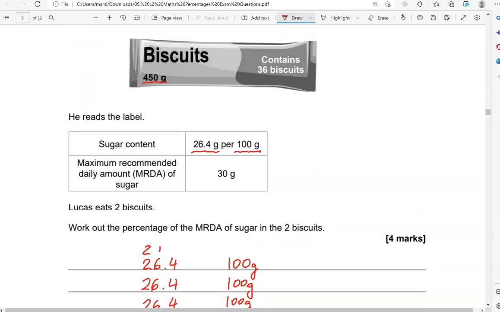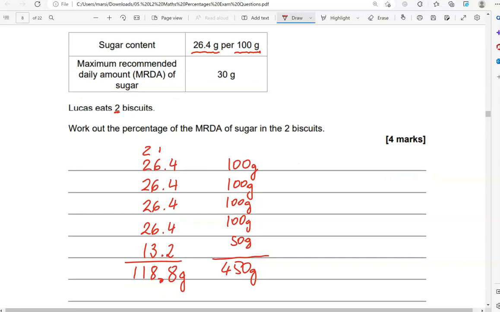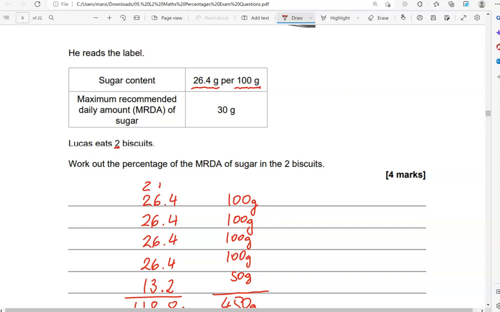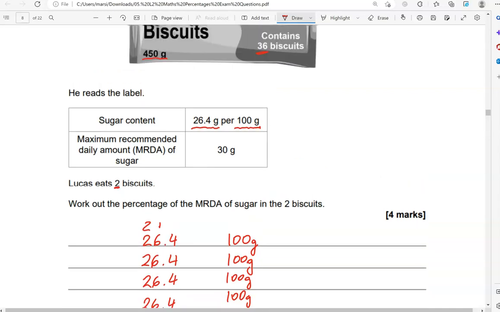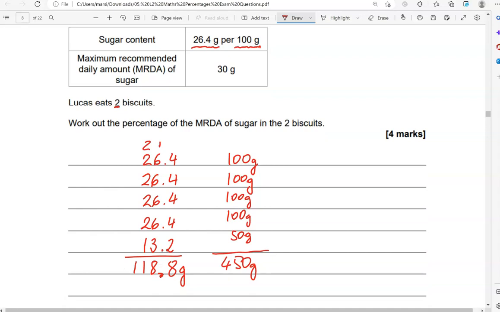There are 36 biscuits in the pack. So Lucas has eaten 2 biscuits. To work out how many grams of sugar in 1 biscuit, we can divide 118.8 by 36. And then multiply that by 2 to work out the amount of sugar in 2 biscuits. Or we could just go straight in and divide that by 18. So divide that by 18 to give us how much sugar there is in 2 biscuits. And that's what I'm going to do.